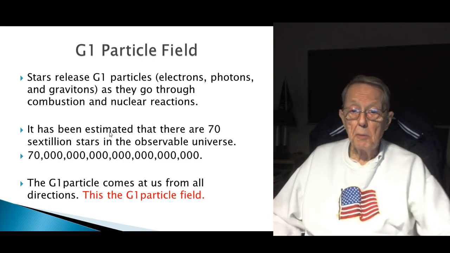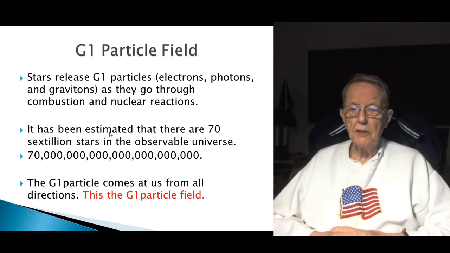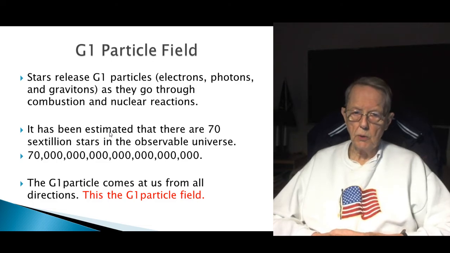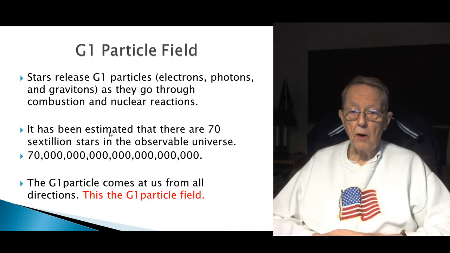It has been estimated that there are 70 sextillion stars in the observable universe. That's that number. That's 22 zeros after the 7. The G1 particle comes at us from all directions, from all those stars.